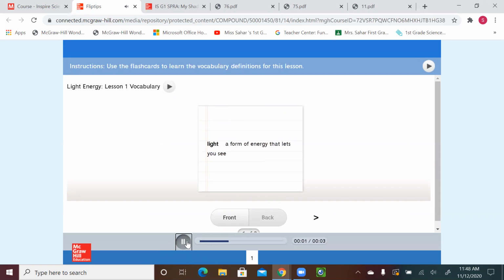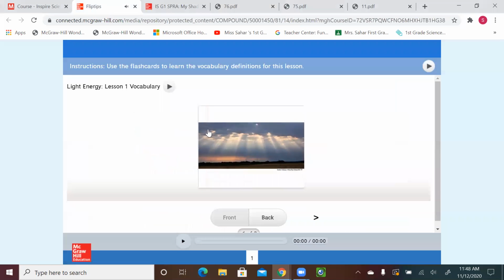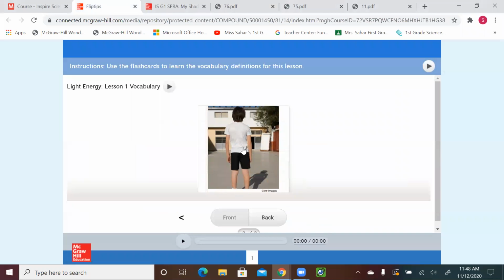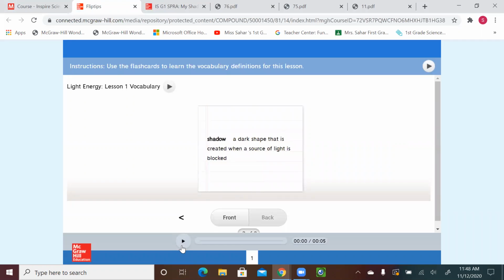Light, a form of energy that lets you see. As we see in this picture, the source of light is the sun. Okay, let's go to the next one. Talking here about shadow. Shadow, a dark shape that is created when a source of light is blocked.